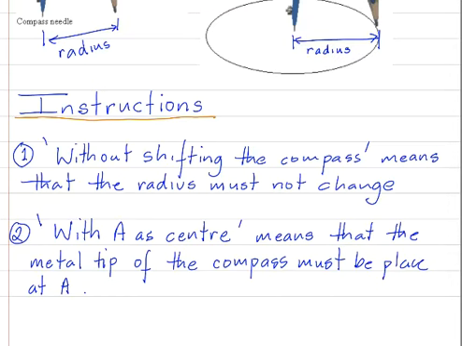Number 2, you'll hear this instruction again: "with A as center." Now I'm using A here, but of course it could be B or C or X or any other letter. So with A as center means that the metal tip of the compass must be placed at A. In other words, A now becomes what? The center of whatever circle or arc you're going to scribe.